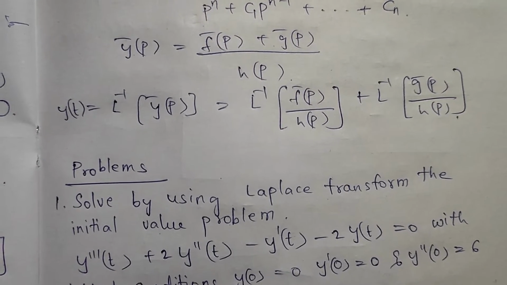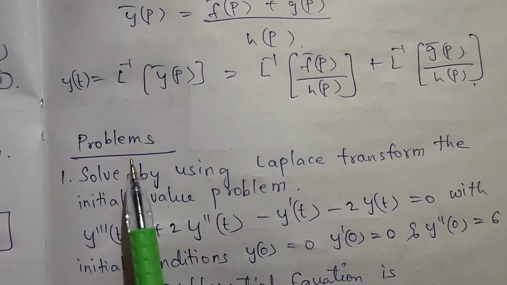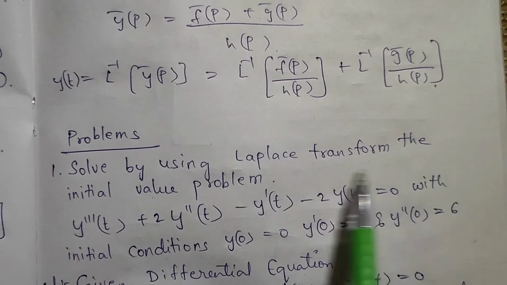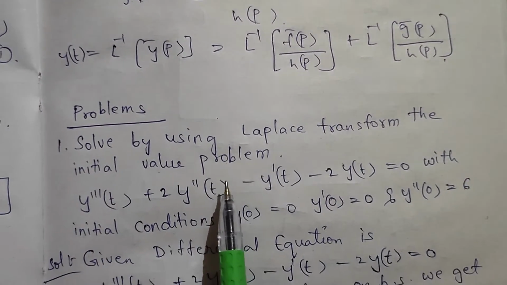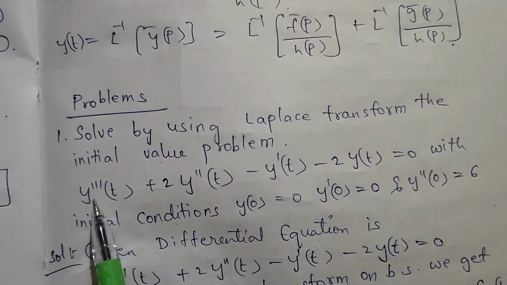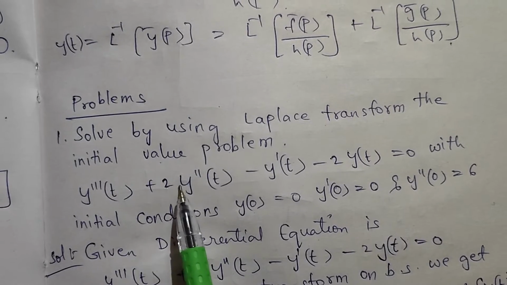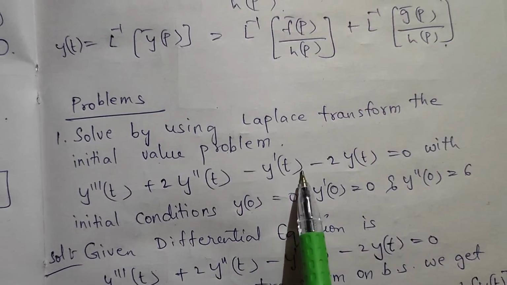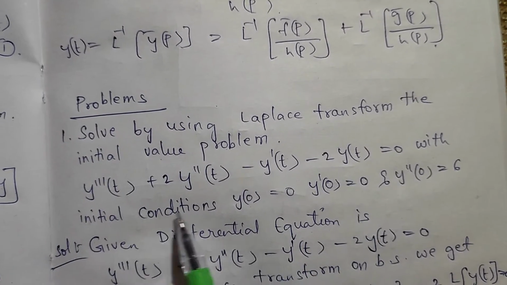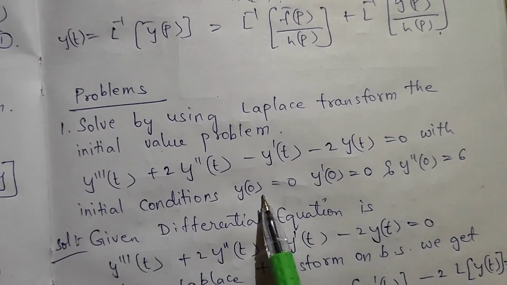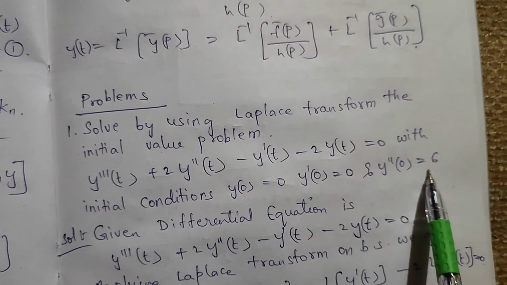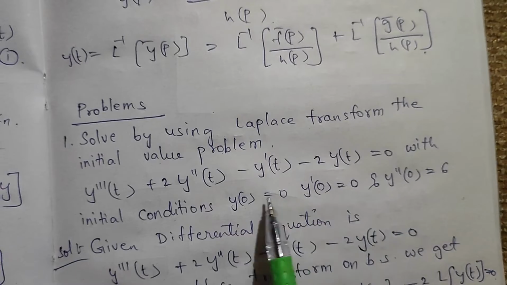Let's see a problem regarding this. Problems solved by using Laplace transform, the initial value problem. So this is the initial value problem that we are solving by using Laplace transform. So the problem is y triple dash of t plus 2 into y double dash of t minus y dash of t minus 2 into y of t is equal to 0 with initial conditions given as y of 0 equal to 0, y dash of 0 equal to 0 and y double dash of 0 equal to 6. So all the three are constants.